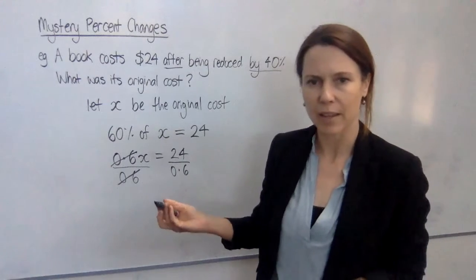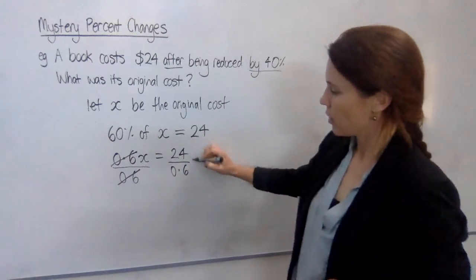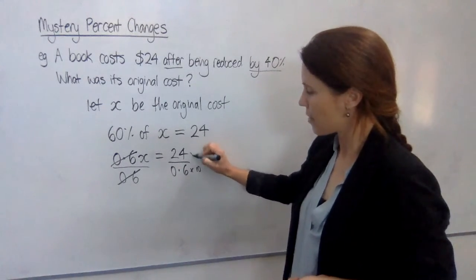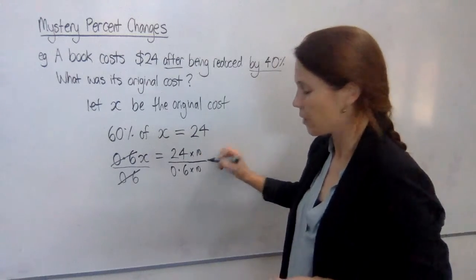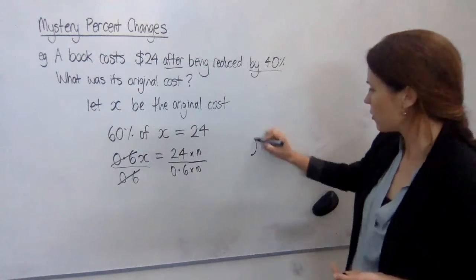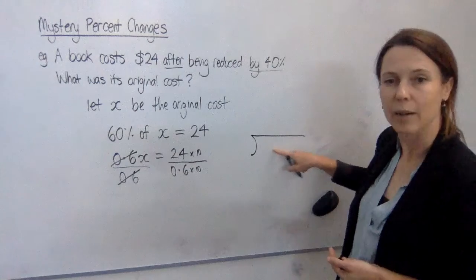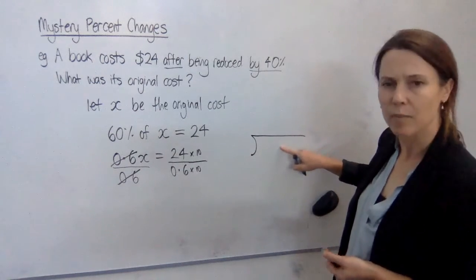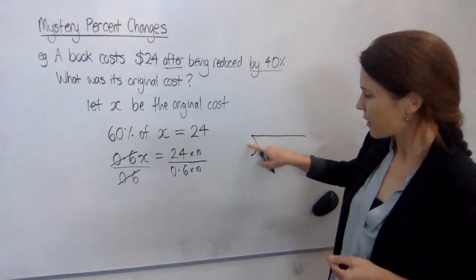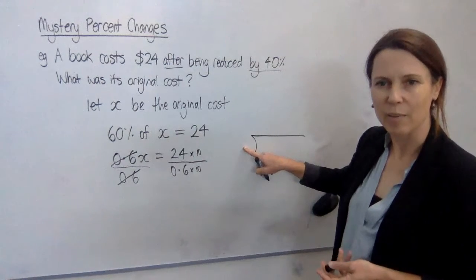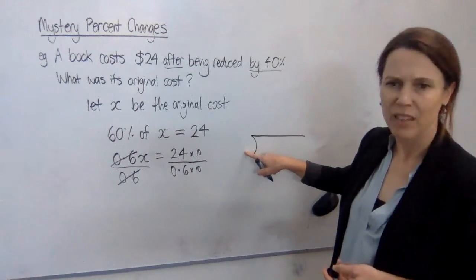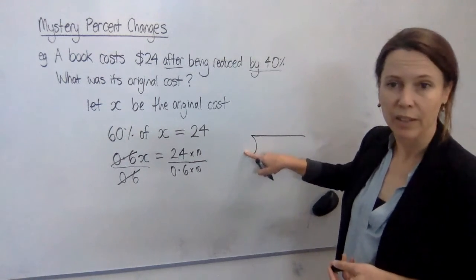Is there any way I can make that easier? Yes. All we need to do is multiply the top and the bottom by 10 here. Why is that? Well, when I'm doing division, I don't really care what complicated number is inside here. Even decimals I'm fine with. But I really like to have nice, easy times tables out there.